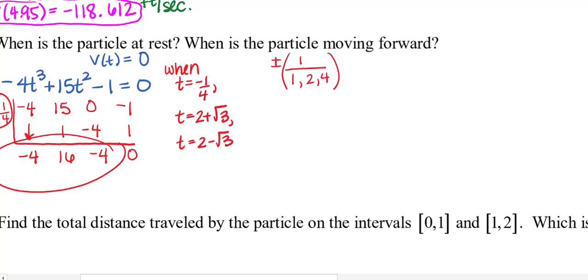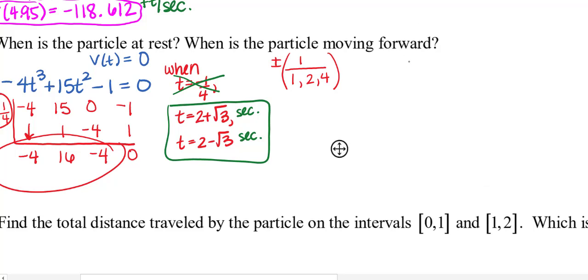Now before I circle these, let's think back to our original discussion of domain. We are limited to 0 to 4.95. So negative 1/4 is not actually going to be talked about. So I have 2 plus rad 3 seconds and 2 minus rad 3 seconds because those were both within the 0 to 4.95 domain. Now the question becomes, when is this moving forward? So now I'm looking for where is v of t positive?